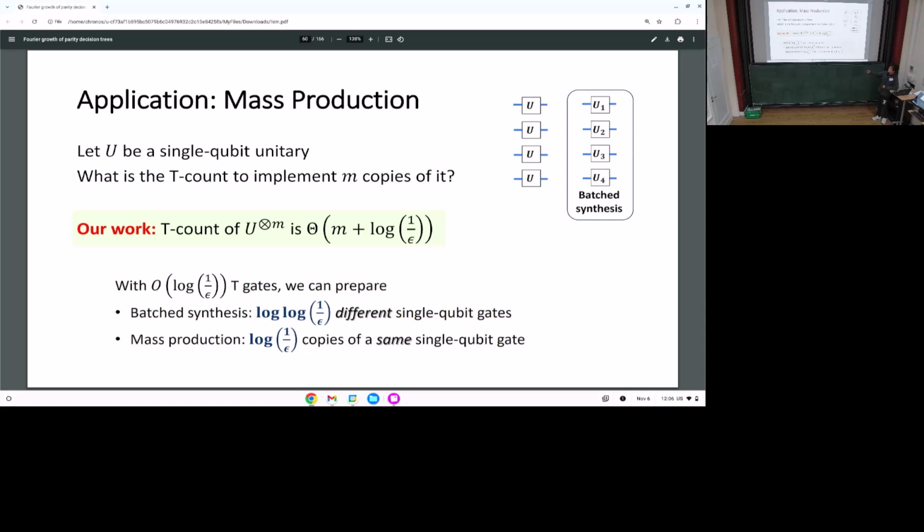Okay, and this mass production looks somewhat like the direct sum or direct product phenomenon in classical computational complexity, where you have a cost for computing one function, and what is the cost of computing this function many times. There are cases where this scales linearly with the cost, and there are cases where it does not, and this is somewhat like that. So we also show it doesn't really multiply with the number of copies.